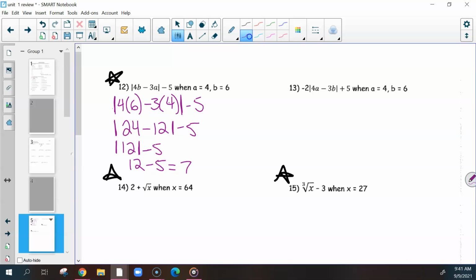With evaluating, the trickiest ones are going to be the absolute value, remembering at the end, make it positive. Your exponents, making sure it's not in your parentheses, and doing your square cubes. I'll send you that.